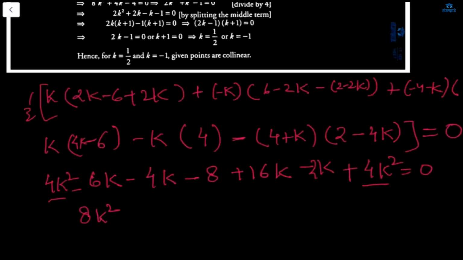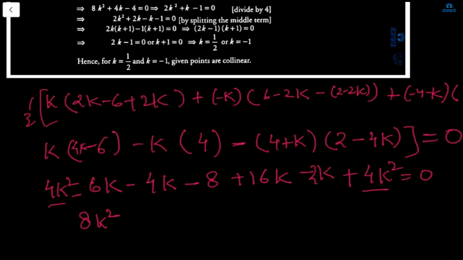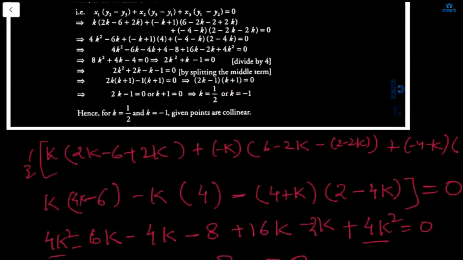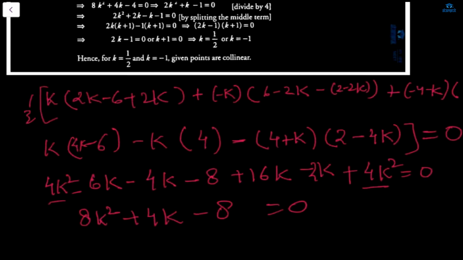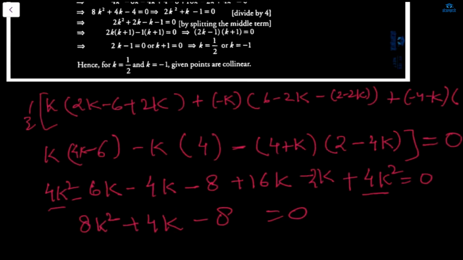Okay. So what you will get? You will just get 16 and 12, 4k. Okay. 4k. Okay. Minus. Any other term? Only 8 is remaining now. No other term is remaining. 8. Okay. Is equal to 0. It is correct now. I have got the value 8k square plus 4k minus 8. Minus 4 is coming somewhere. Any value must be missing.